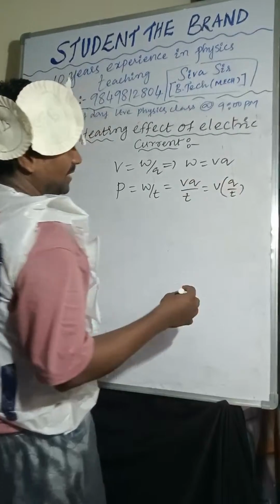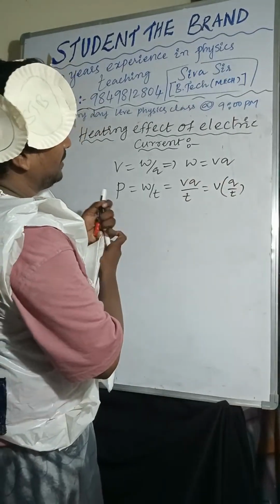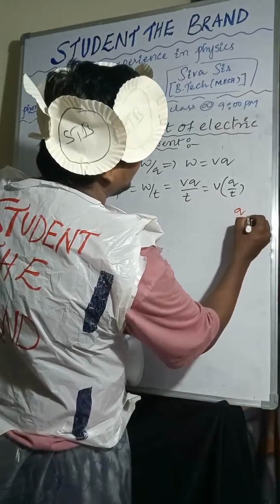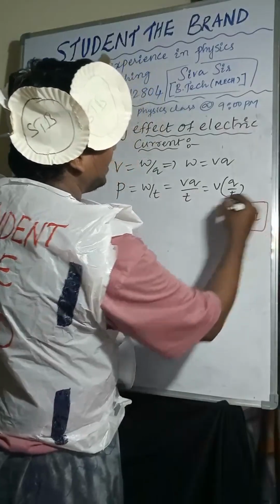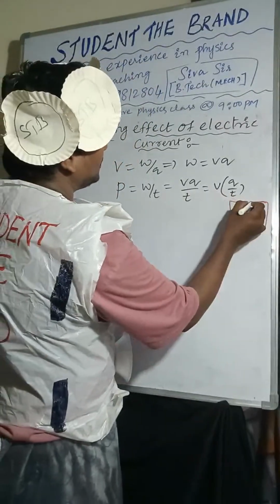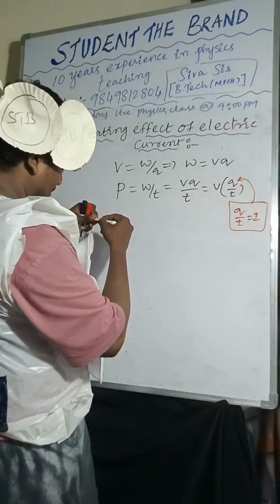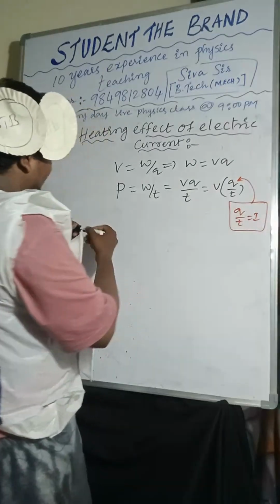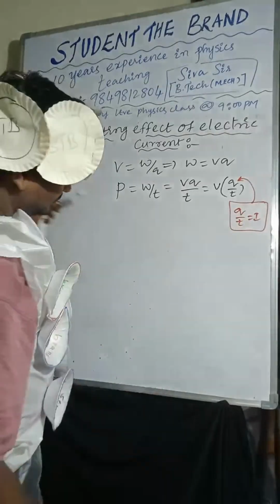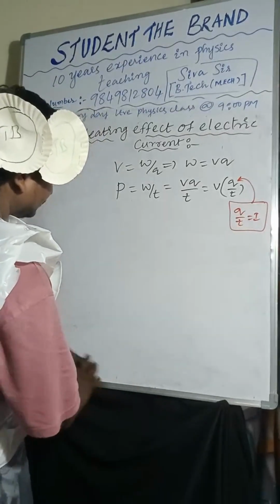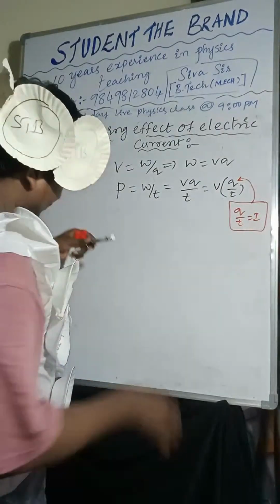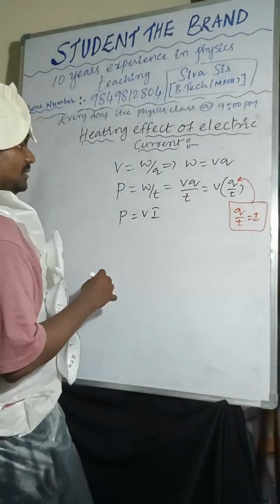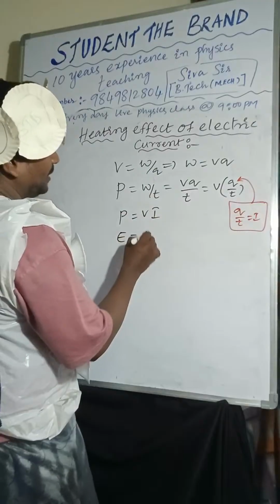So Q by T is nothing but I, the rate of flow of charge. So in this we are substituting the I value. Now you can check, P equal to VI. So energy is nothing but P into T.